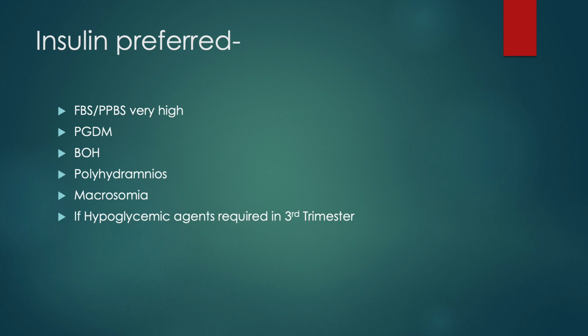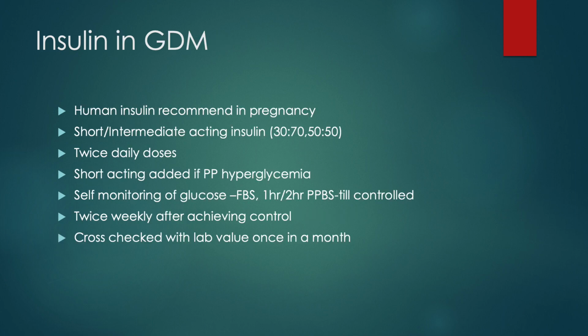Also, if in this pregnancy there are already complications of diabetes like polyhydramnios or macrosomia, or if the hypoglycemic agent is required in the third trimester where you want rapid control, then also we prefer insulin rather than an oral hypoglycemic agent. When you opt for insulin, the question is what type of insulin to give: whether it is human insulin or bovine insulin, short acting, long acting, or intermediate acting, etc.